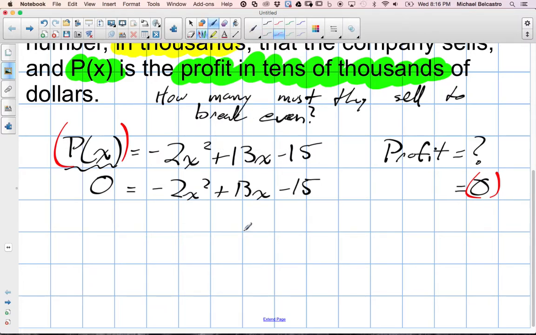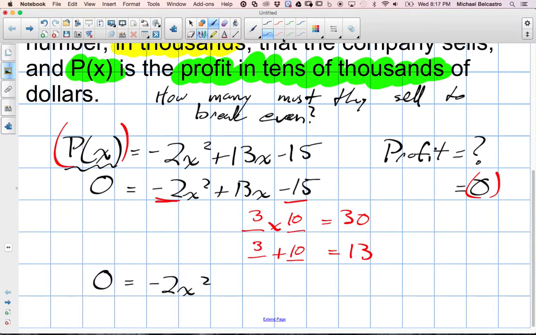We need two numbers that multiply to a times c, so negative 2 times negative 15, which is positive 30. And the same two numbers need to add to our 13. Okay. Well, that gives me 3 and 10. So very quickly off the top of my head, I know that those two will work. So in our decomposition, we get negative 2x squared plus 3x plus 10x minus 15. Does this make sense? Yeah.